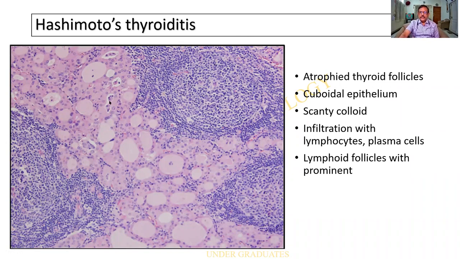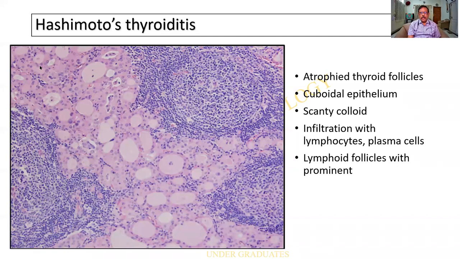This is the histology of Hashimoto's thyroiditis. The word itis means inflammation. So there has to be inflammatory cells. Look at this one first. These are all lymphoid follicles. Lymphoid follicles means there is accumulation of lymphocytes. We have immature cells in the center and mature cells in the periphery. Well demarcated and defined lymphoid follicles. And this is the thyroid parenchyma.